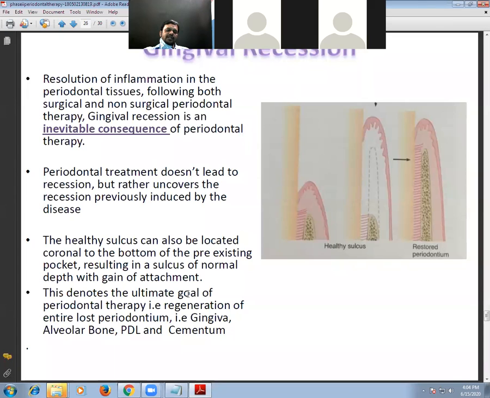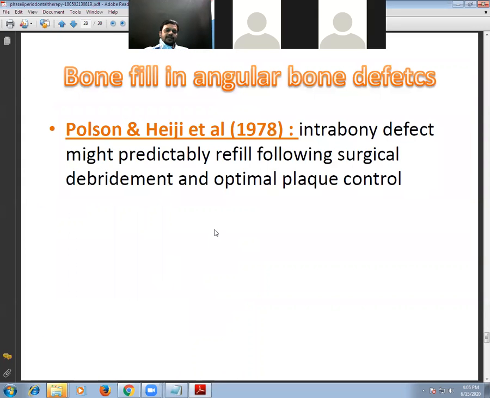So this denotes that the ultimate goal of periodontal therapy, that is regeneration of the entire lost periodontium, occurs. The healthy gingiva can be located coronal to the bottom of the pocket, resulting in a sulcus of normal depth with gain of attachment. Then we have to evaluate whether there is any bone fill in angular bone defect. After performing phase 2 therapy, if you are doing regenerative therapy, then we have to evaluate for any bone fill. Whatever bone loss has occurred, whether that bone gain has occurred or not, we have to see during your maintenance phase.